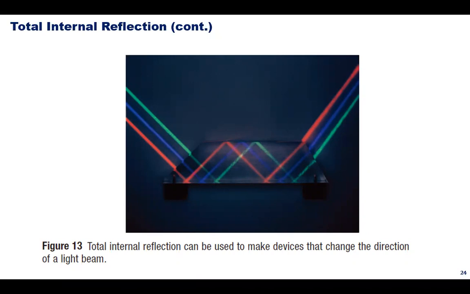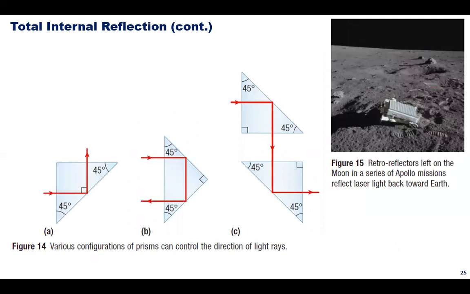When combined with glass or a prism, total internal reflection can change the direction of a light ray, as shown here in figure 13. Prisms that are isosceles right-angled triangles are often used to control the direction of light. As figure 14a shows, light enters from a side, is turned 90 degrees, and exits out the other side. Figure 14b shows how to use the two short sides of the prism to make the light entering the base take two 90 degree turns before exiting back out the base.